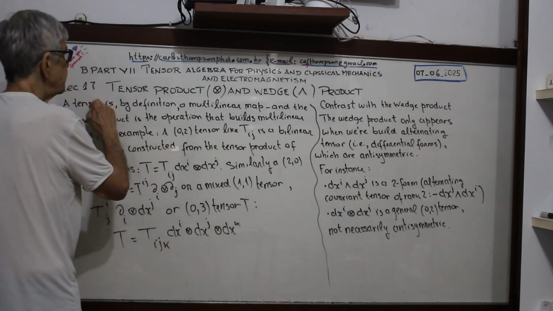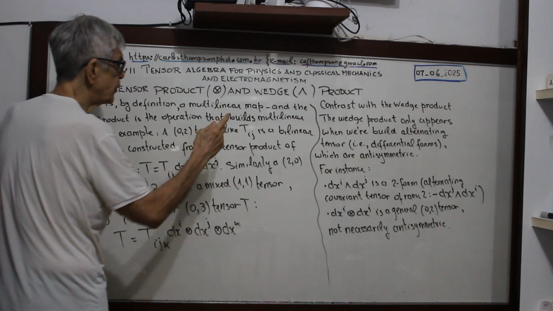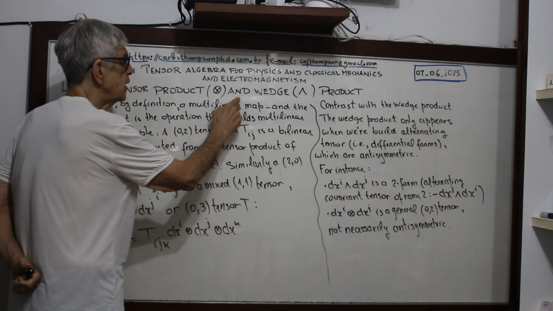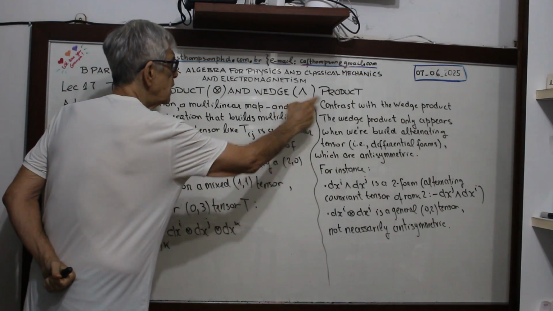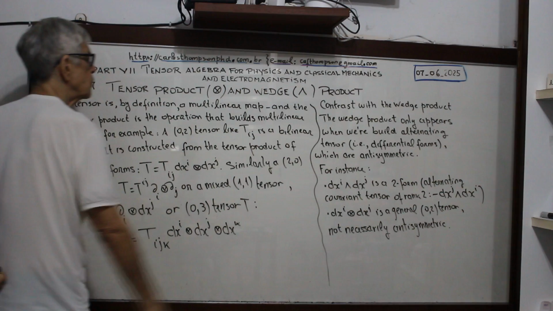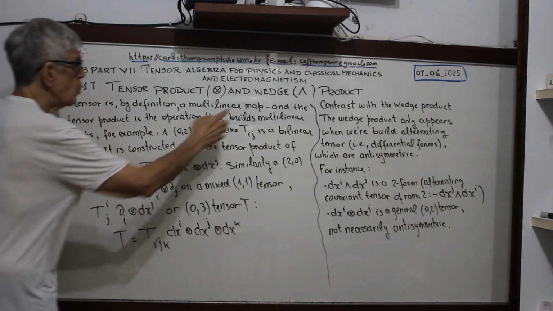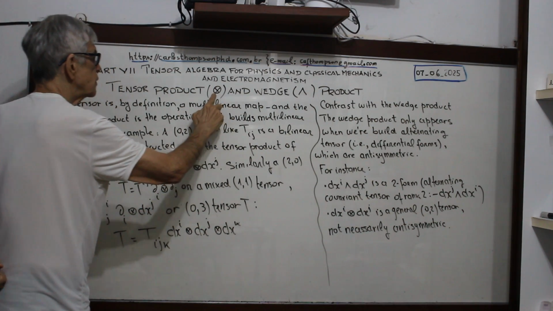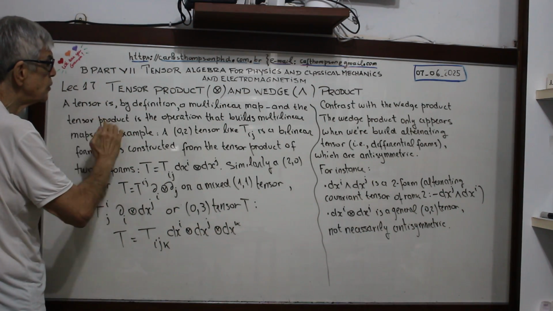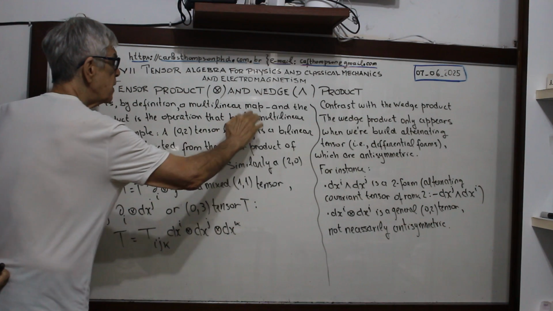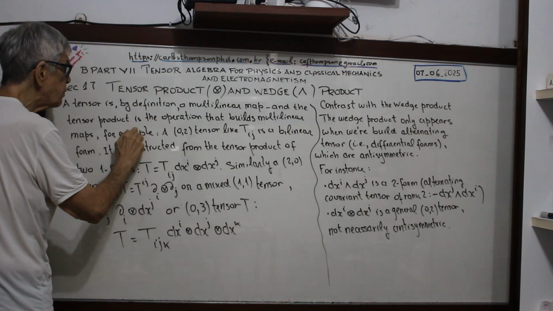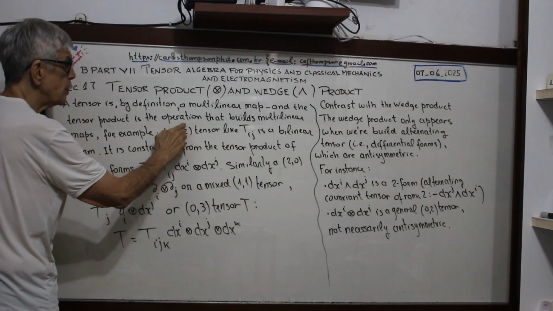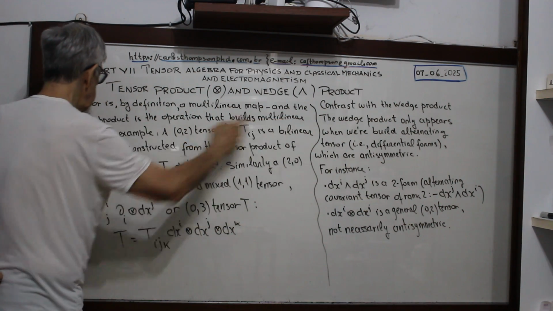Lecture 17: the tensor product is denoted by this symbol over here, and the wedge product is denoted by this symbol. Okay? Now we call this the wedge product, and this is the tensor product.